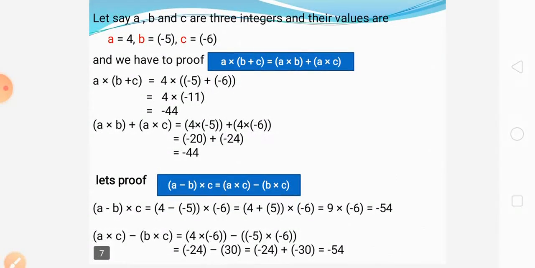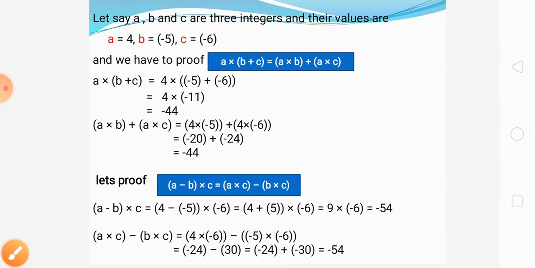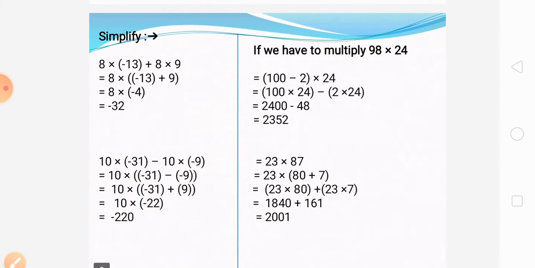Here I have proved these two properties. You can watch the proof of this property. Both sides, the left hand side of this equation and the right hand side, are equal. Here you can see the proof. I will explain the use of this property.